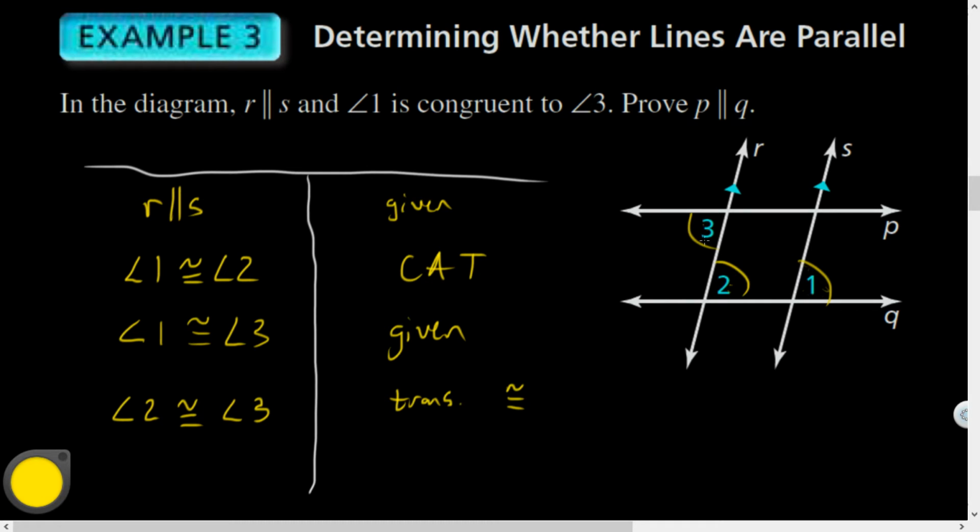And what types of angles are those with respect to my PQs? And since I just showed that the alternate interior angles are congruent, the alternate interior angles converse.